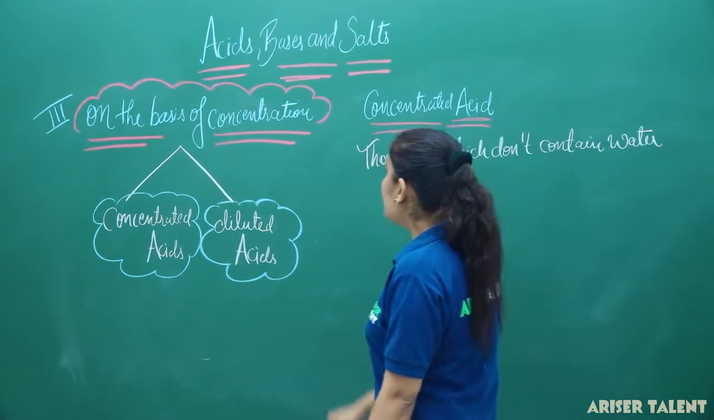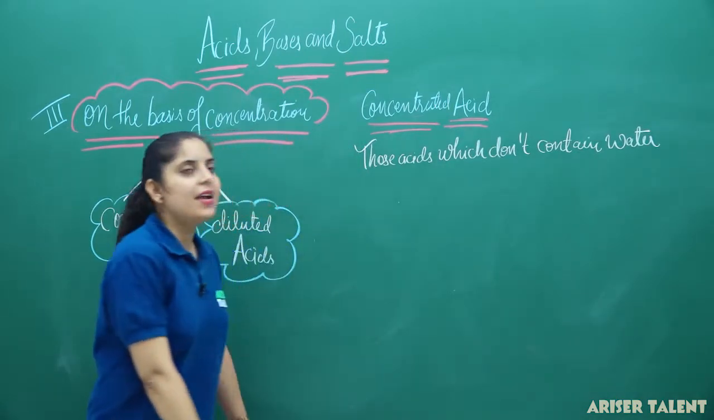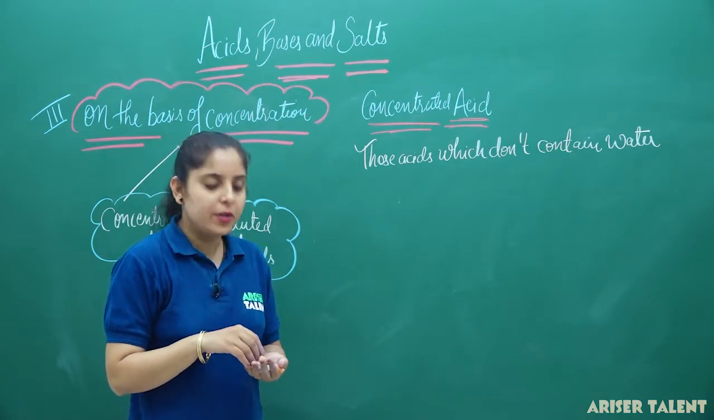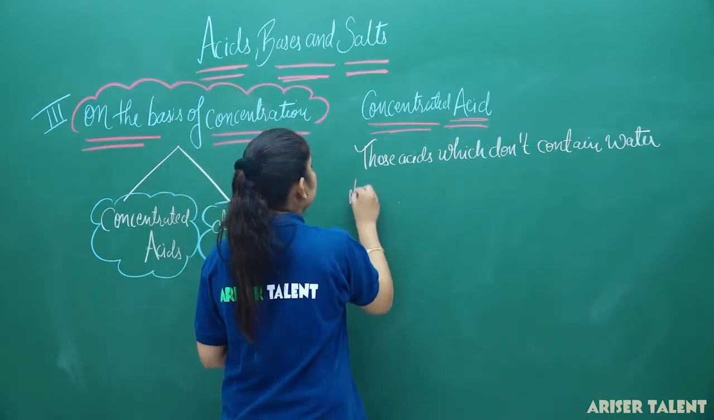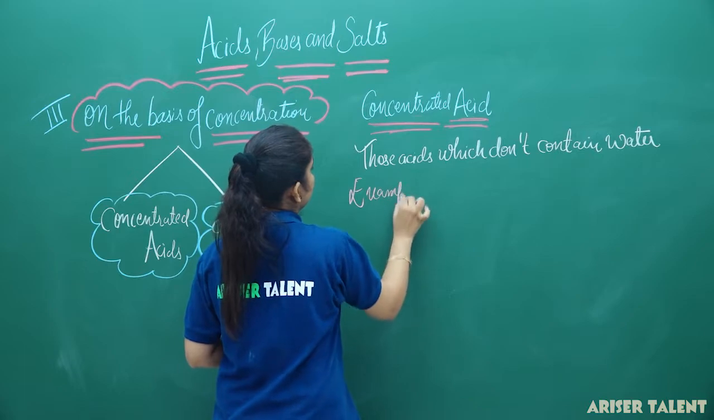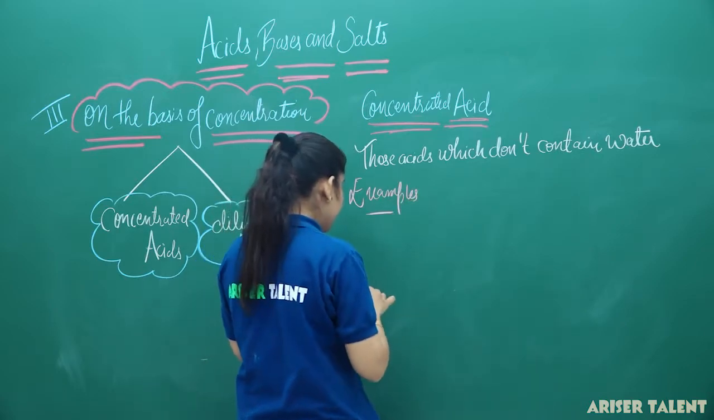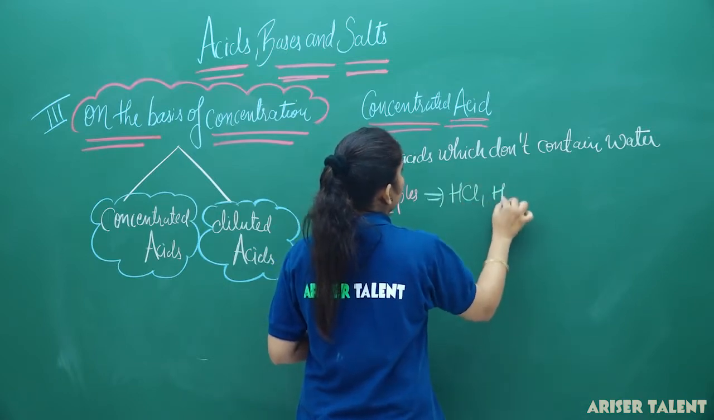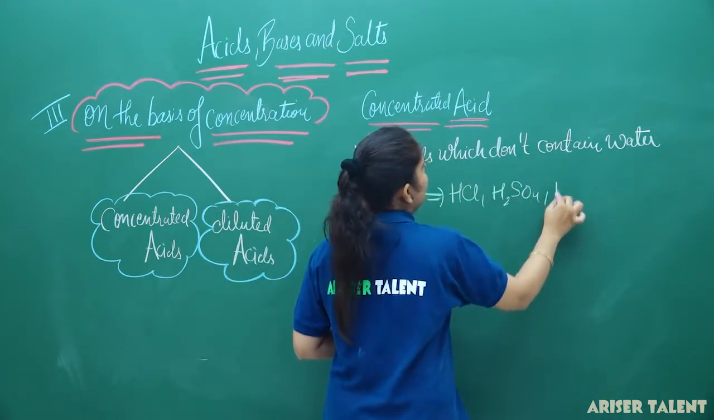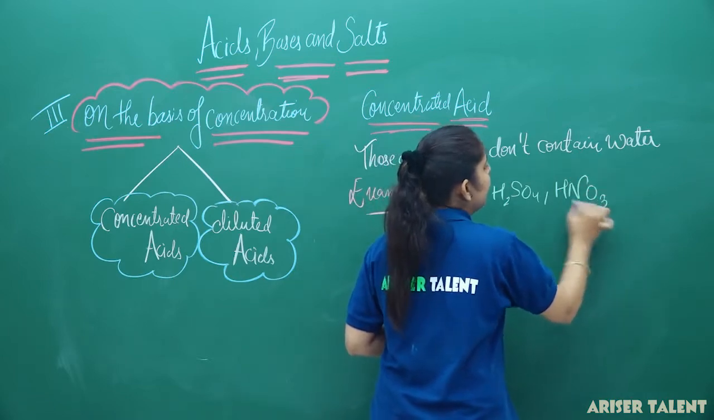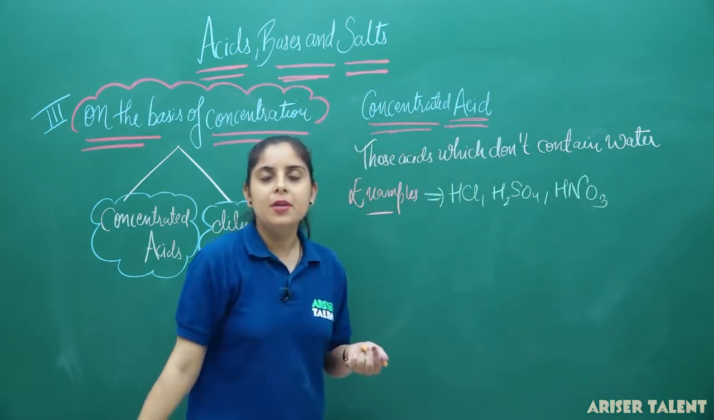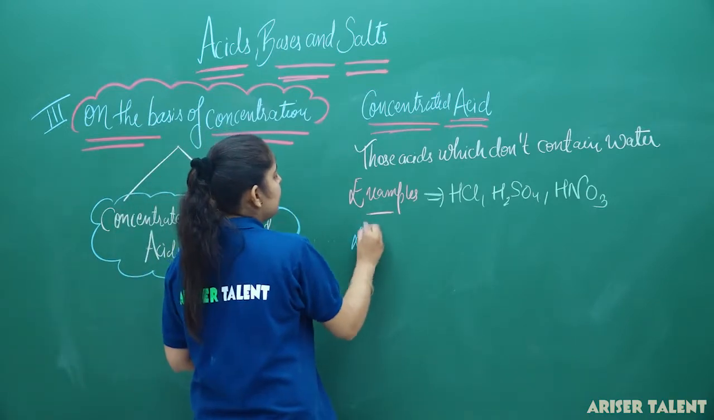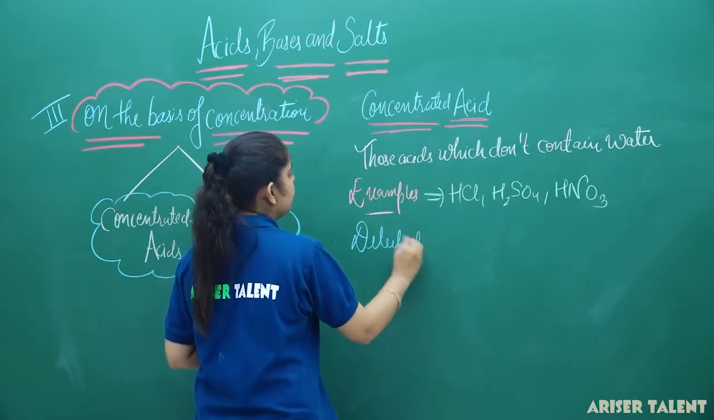If there is no water in an acid, you can say that the acid is the concentrated one, and all the mineral acids you have are actually the concentrated acids. So examples of concentrated acids are HCl, H2SO4, HNO3. These are your concentrated acids, but if you mix water with them, you can make it diluted. Clear?